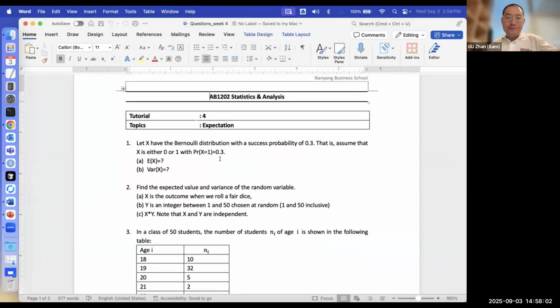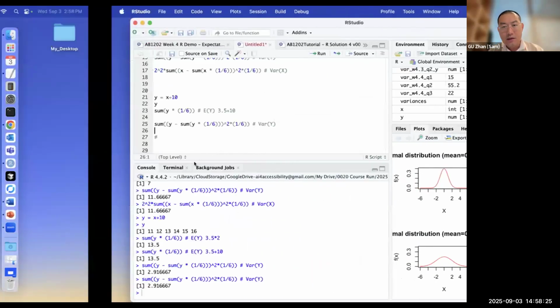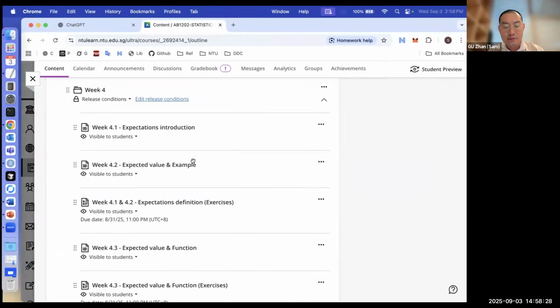Tutorial. So let X be a random variable from the Bernoulli distribution with success probability of 0.3. That is, assume that X is either 0 or 1, with probability of X equal to 1 being 0.3. What is the expected value of X? What is the variance of X? So we just use the formula.